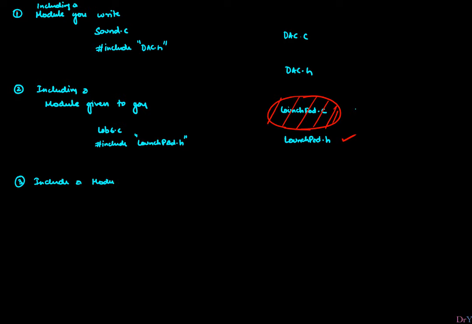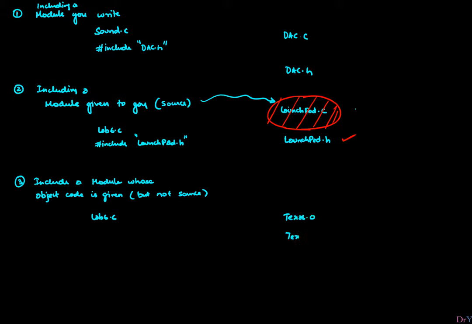You can also include, and this is an interesting one, a module whose object file is given to you, but not source. When I say a module given to you earlier, I mean the source is given to you. This is the example of Texas. Lab6.c is calling Texas, and we've given you a file called texas.o, which is an object file, but there's also a texas.h. The compiler doesn't really care, because what matters to the compiler is the header file. You'll simply include the header file.